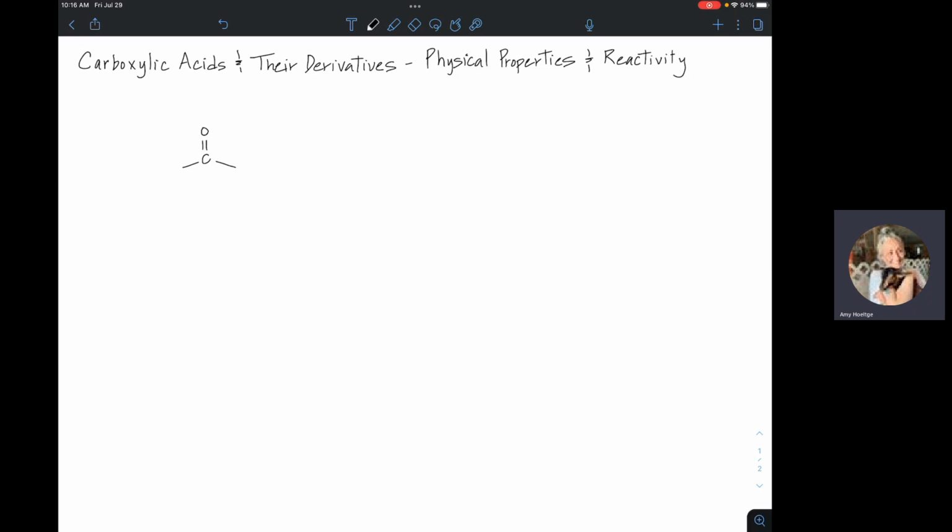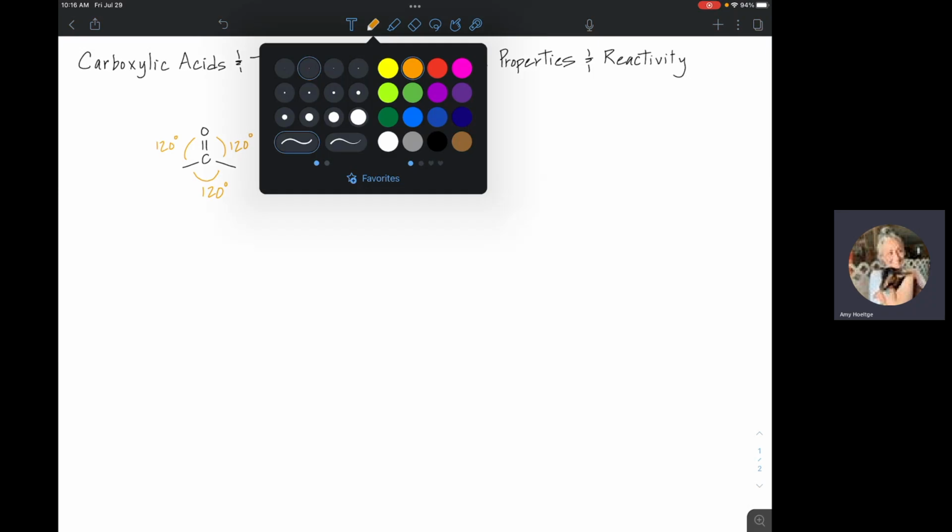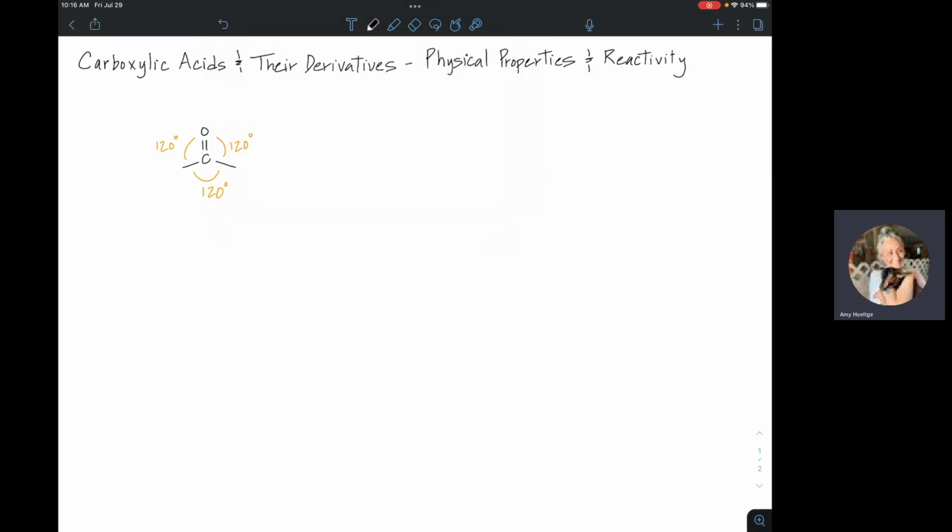The important thing here is to note that we've got an sp2 hybridized carbon, so we have bond angles of 120 degrees. This thing is trigonal planar, so it's flat, right? And that's going to affect how this thing is going to react with other molecules.